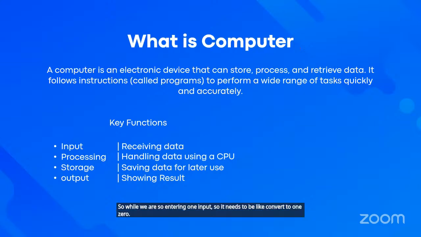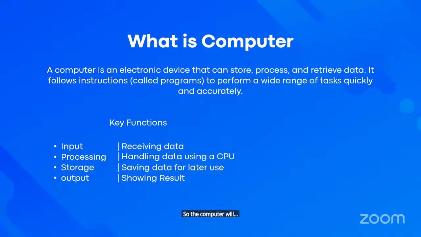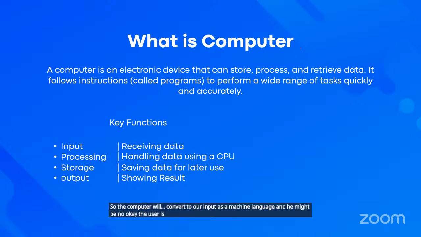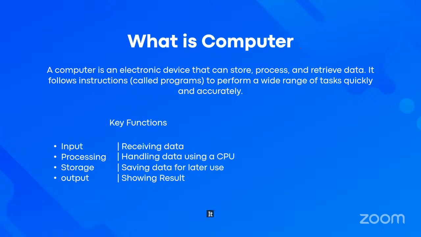So the computer will convert our input to machine language, and it will know what the user has entered and that it needs to be processed. After that, what will the computer do? It will process it, and it will be saved on a storage, meaning the hard drive or somewhere on that computer. After that, the computer needs to give one output for our input.